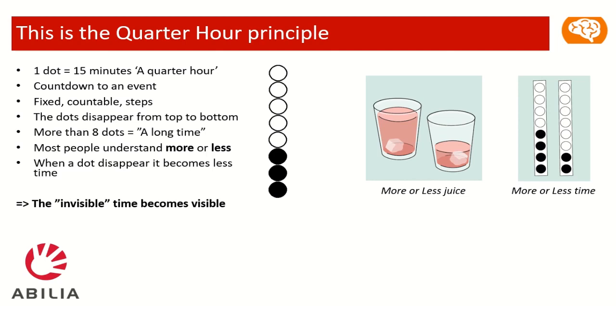The coloured dots also show how long it is until an activity finishes, when the next activity will start, and what's already been completed. The concept of every 15 minutes doesn't necessarily need to be learned and understood by the user. They just need to see that time is passing and that time is now visible. The quarter-hour principle is present in all of our cognition products.